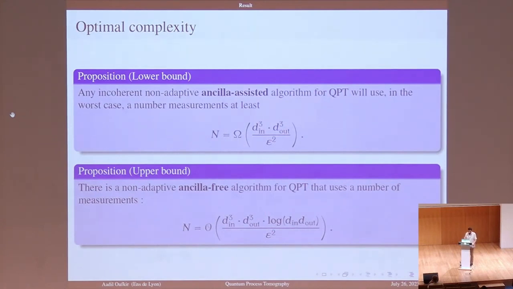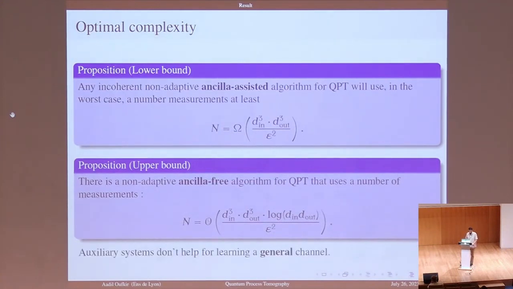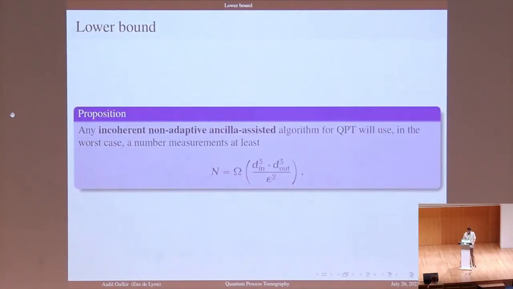So observe that here, the upper bound is achieved by an ancilla-free algorithm, whereas the lower bound applies even for ancilla-assisted algorithms. So this means that auxiliary systems don't help for this type of problem, even though we know auxiliary systems can improve the copy complexity for some quantum testing and learning problems. So in the remainder of the talk, I will give some ideas about the proofs for the lower and upper bounds.